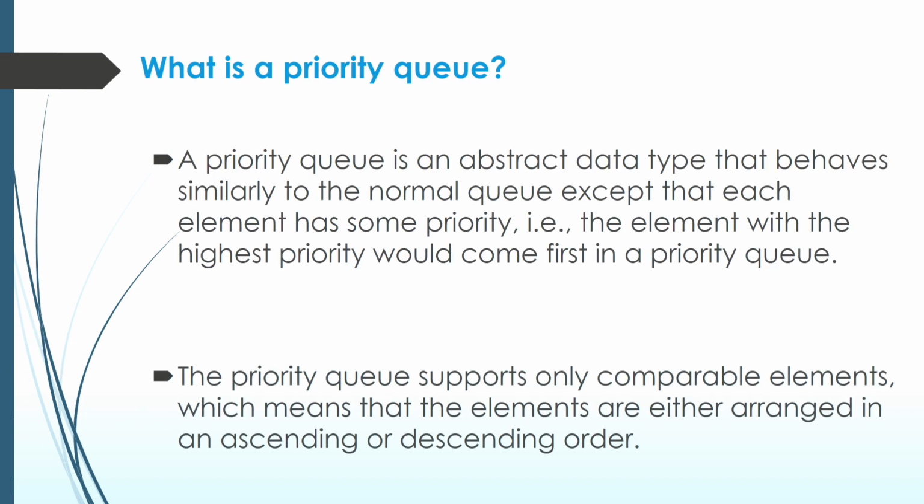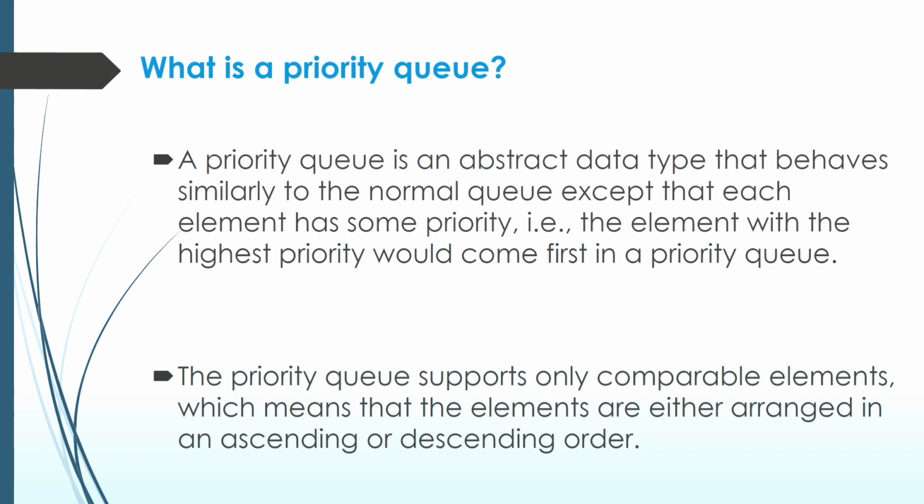So what is a priority queue? A priority queue is an abstract data type that behaves similarly to the normal queue, except that each element has some priority. That is, the element with the highest priority would come first in a priority queue. The priority of the elements in a priority queue will determine the order in which elements are removed from the priority queue.